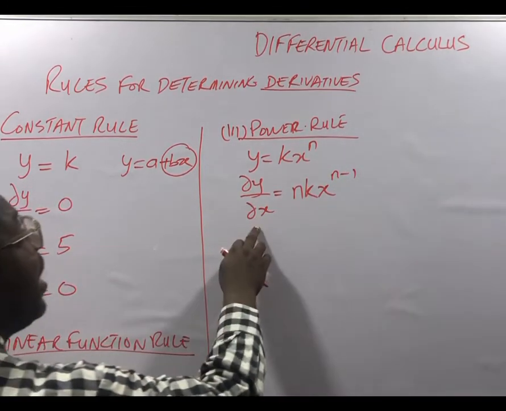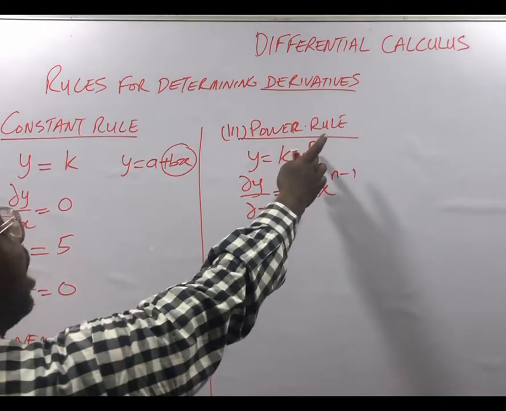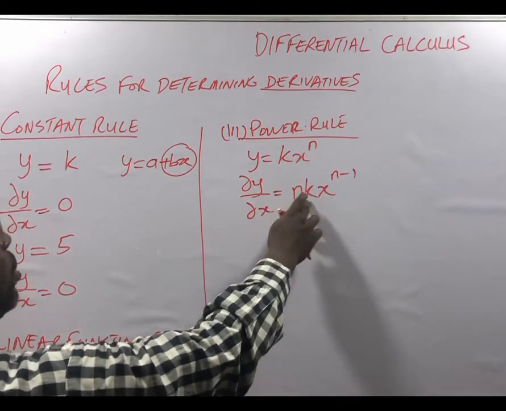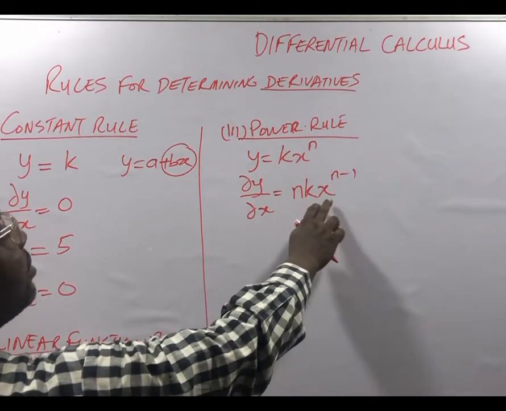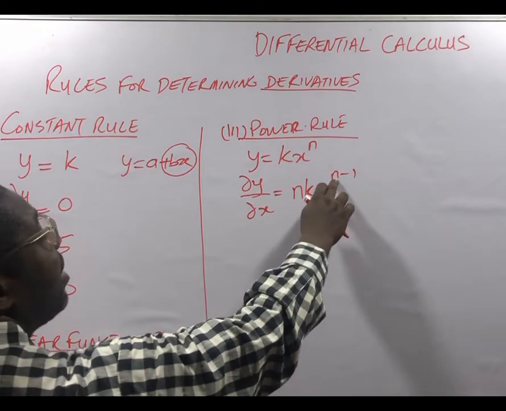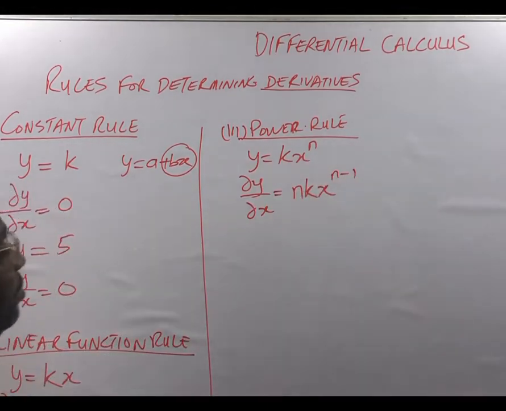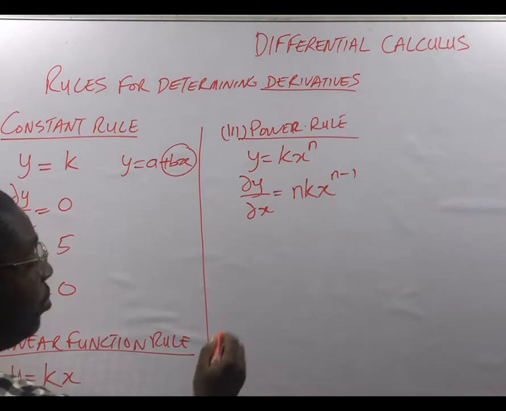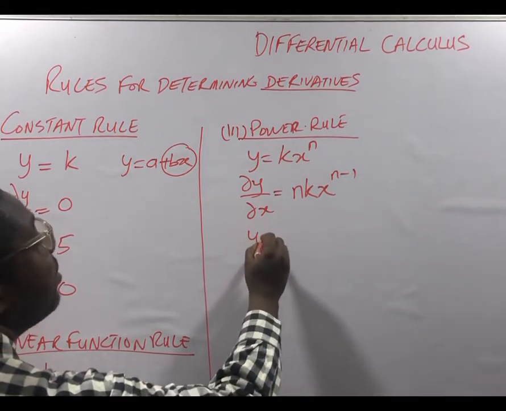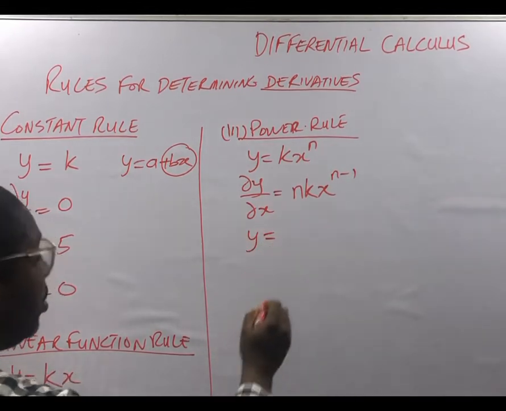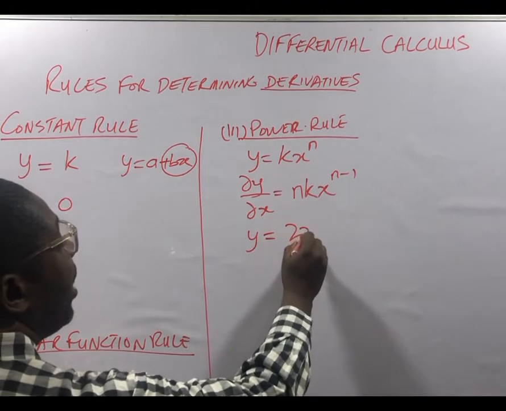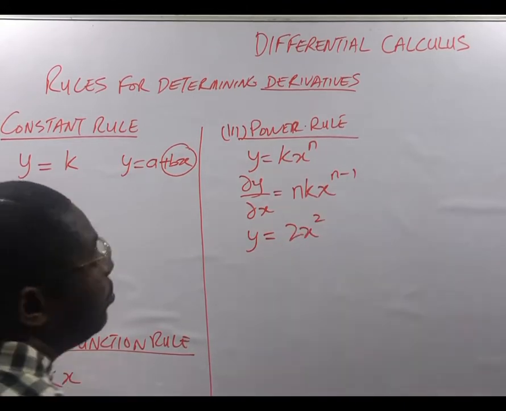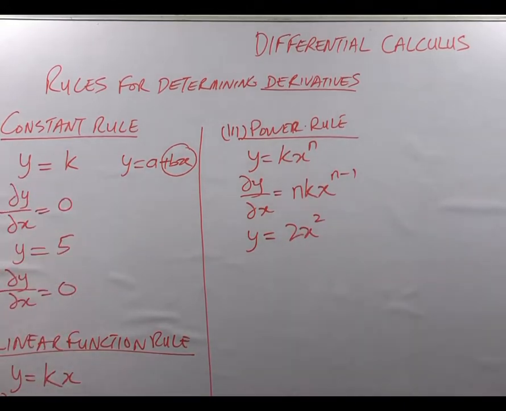So dy/dx will be n. We have n coming down to multiply k, then you have x raised to power n minus 1. An example of that will be where y is equal to, let's say, 2x raised to power 2.